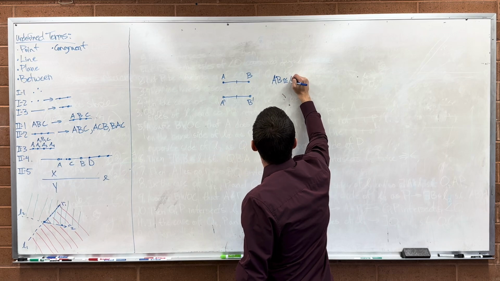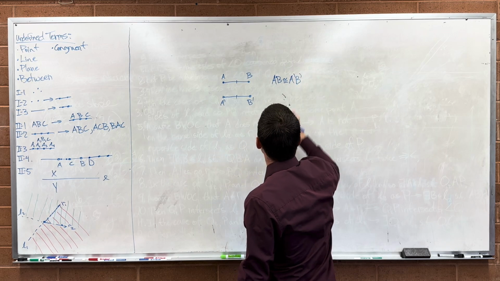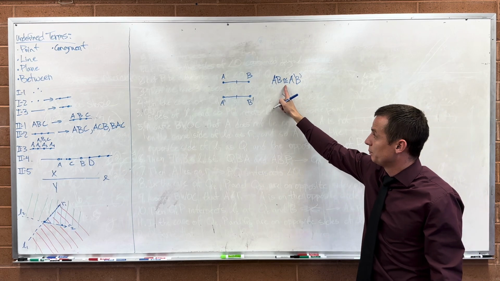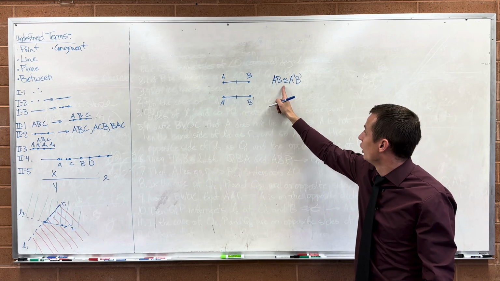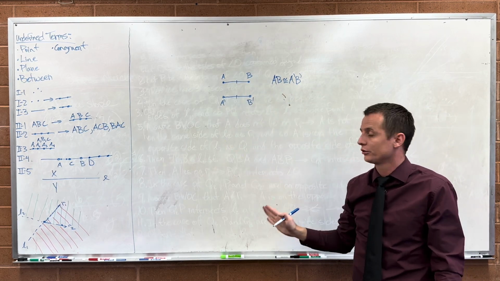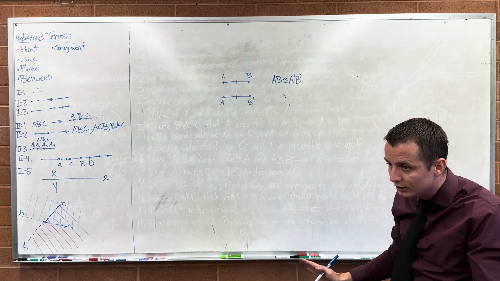So our symbolization here is going to be AB is congruent to A prime, B prime. They have the same length. That's how we're going to represent that from here on out. This is a notation we're going to introduce in our postulates. So our postulates will give us the rules. First, just kind of want to get you used to this for a second.